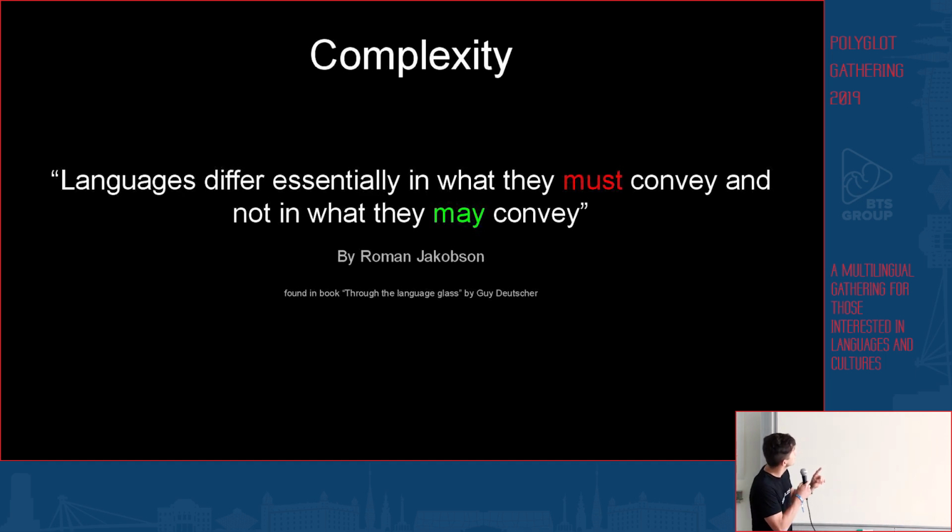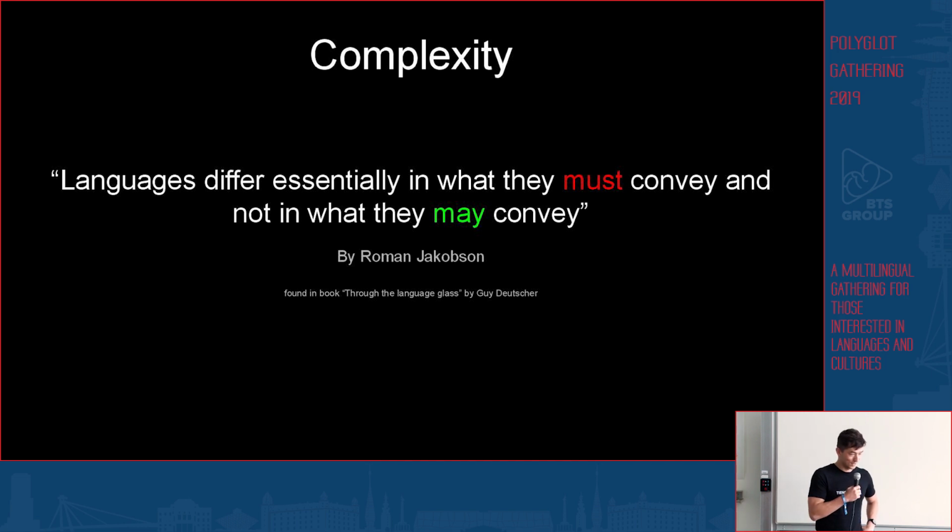Before starting, you can't see the word "must", which is very important in this definition, but I'm going to read it aloud. Natural languages differ essentially in what they must convey and not in what they may convey, which means each natural language is more or less equally powerful. If you go to tropical forests in Brazil, they might not have a word for computer, but once a person from this tribe attends a university and starts to program, they'll find out how to explain this word to people from the tribe, right?